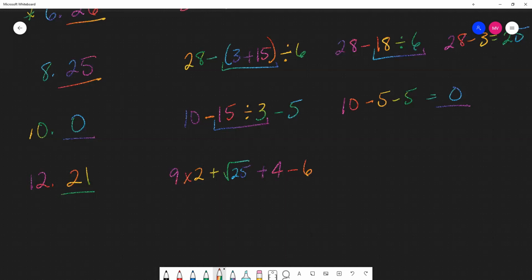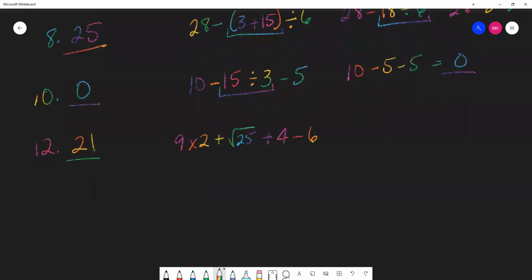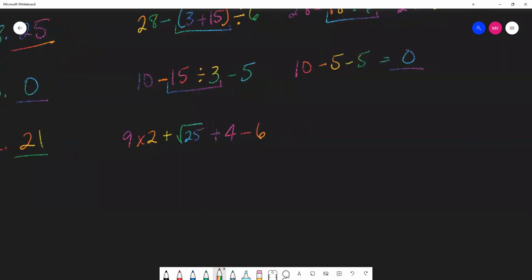All right, last one: 9 times 2 plus the square root of 25 plus 4 minus 6. Julian, what do we do first? You kind of can, but if we follow order of operation, what do we need to make sure we do? Square roots fall under the same category as exponents. If you have no parentheses, you need to do your exponents and square roots first. You can do 9 times 2 at the same time because they don't interact with that square root yet. So 9 times 2 is what? But also make sure you get rid of that square root. What's the square root of 25?